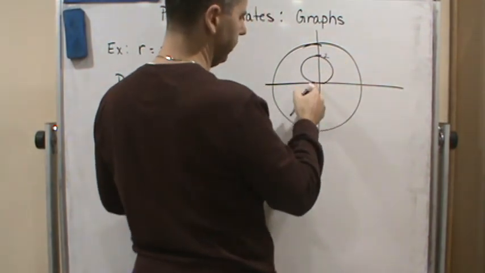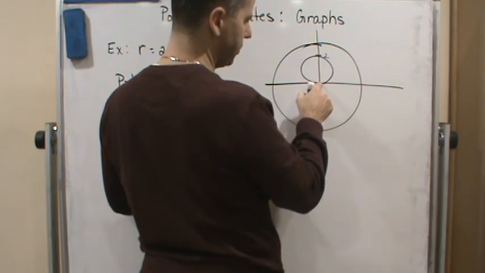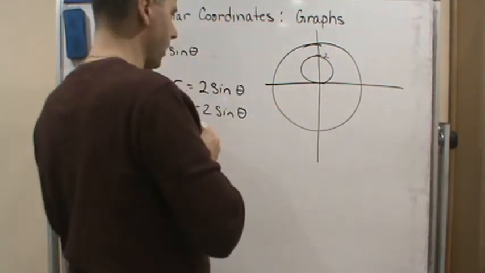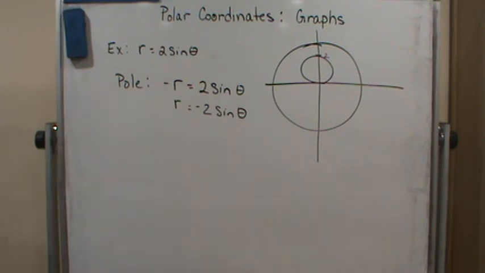So it's a circle that starts at the origin and goes around and comes back to the origin with a diameter of 2. So it has a radius of 1. And it's centered at 0, 1.